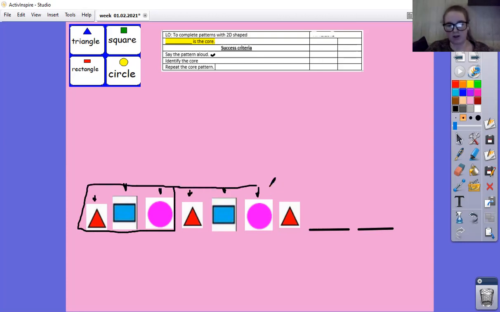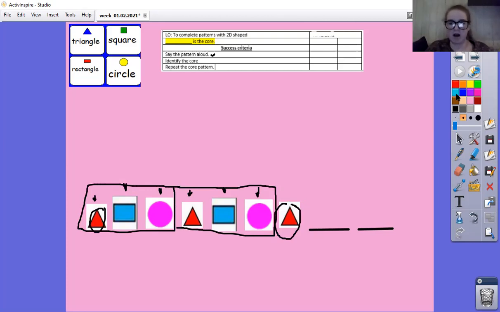And this is where my core has repeated. Fantastic. And this is the start of the next repetition, but it's not finished. So my next repetition would be red triangle. So I've got my red triangle here, and I've also got my red triangle here.